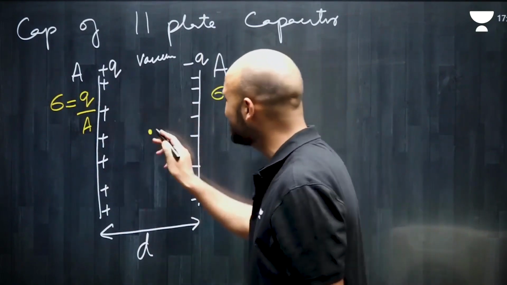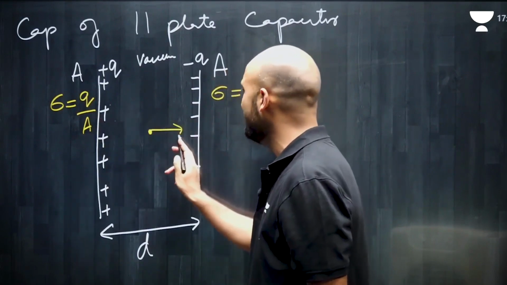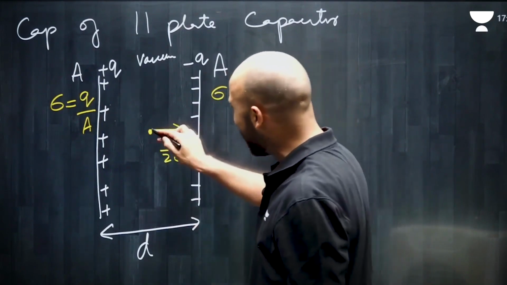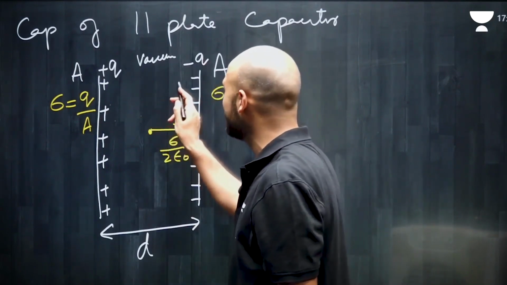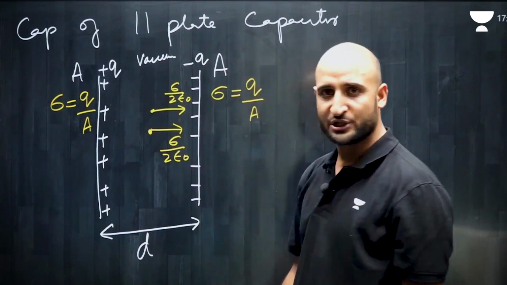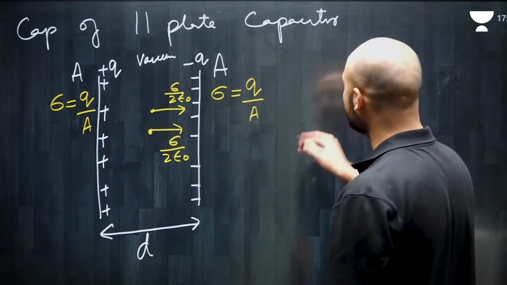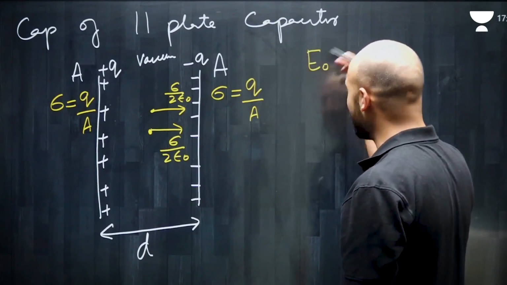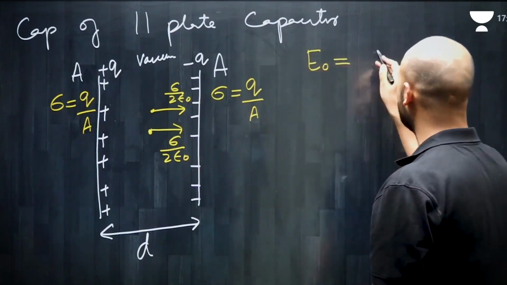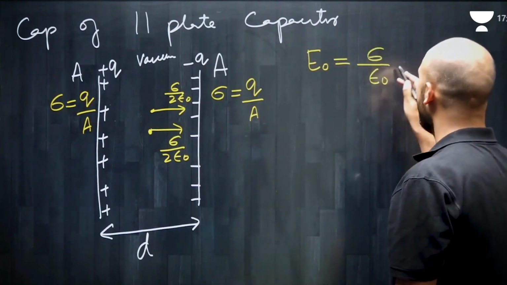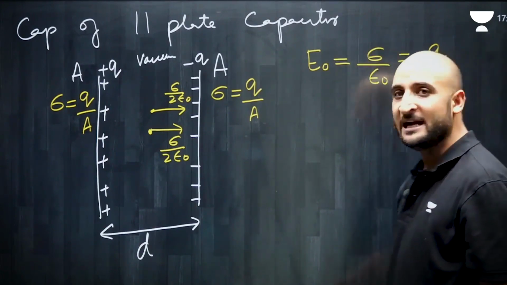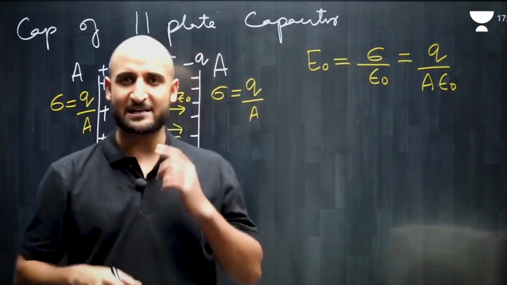The field because of this will be in this direction because it's positive, and that will be equal to sigma by 2 epsilon naught, where sigma is the charge density. And the field at the same point because of this will again be sigma by 2 epsilon naught, and that will also be in the same direction because that's a negative charge. Which means the net field inside, I call this E naught, will be equal to sigma by 2 epsilon naught plus sigma by 2 epsilon naught. That will be equal to sigma by epsilon naught, or I can write it as Q by A epsilon naught. This is the electric field inside the capacitor.